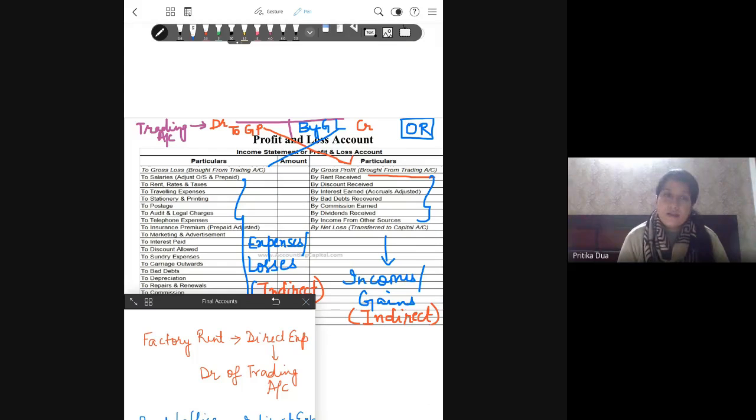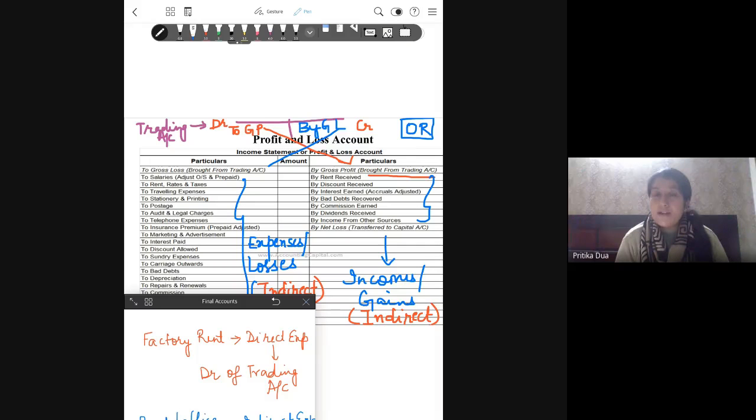Traveling expenses: your admin officer who goes for field visits, your salesman who is incurring traveling expenditure for selling, all these are indirect expenses, they will come under the P&L account on the debit side. Stationery and printing, again this is an indirect expense, office expenditure, it will come under the P&L account. Postage, audit and legal expenses, all are related to the smooth running of the business, not related to the production process.